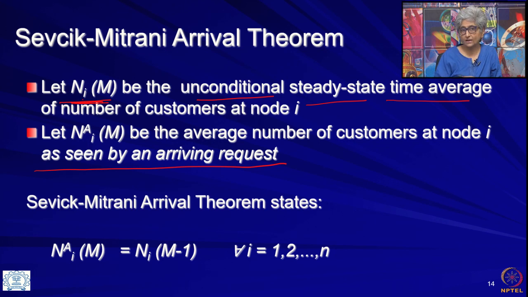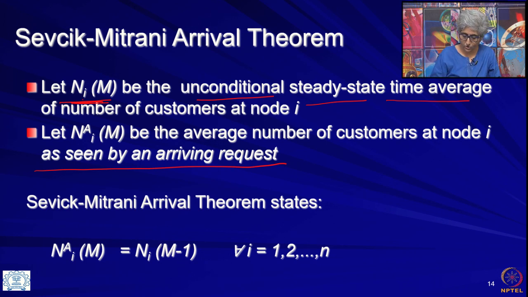Again, please go back and look at the lectures which talk about how unconditional averages are different from what is seen at arrivals, or at any other points. Even the averages seen at departures will be different, or if it is conditioned on any other event, then it is different. Those averages are not always the same. We had talked about this in the context of PASTA, so you can go back and look at the lectures on PASTA. These two averages need not always be the same.